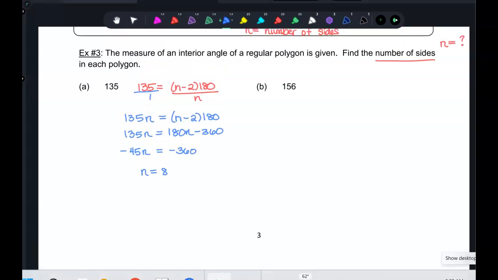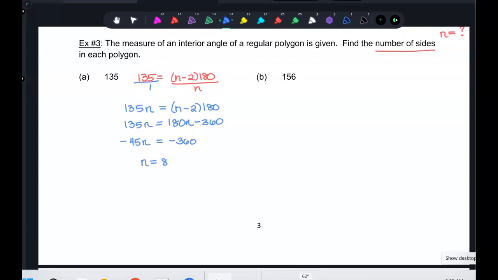Now I'm just going to go back and make sure. It just said find the number of sides. If it asked us to name the polygon, we would write octagon, but it just asked for the number of sides.